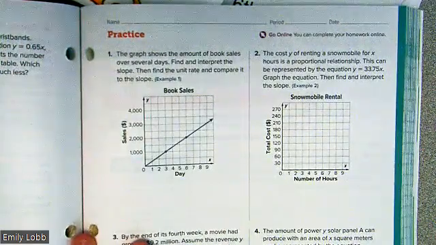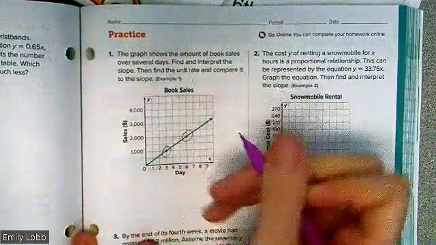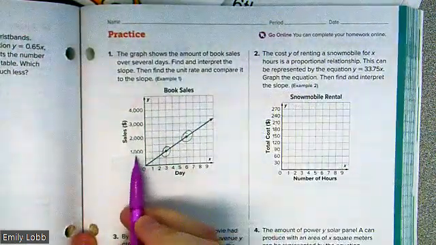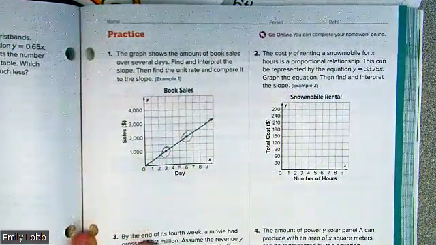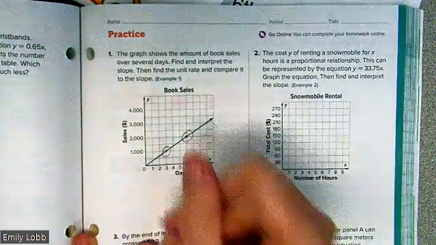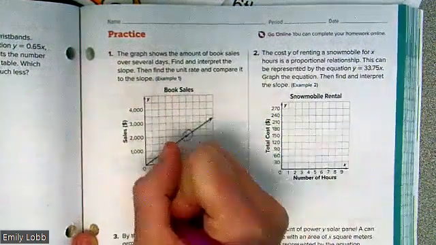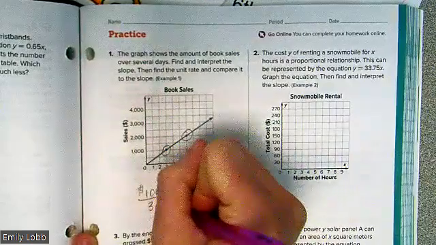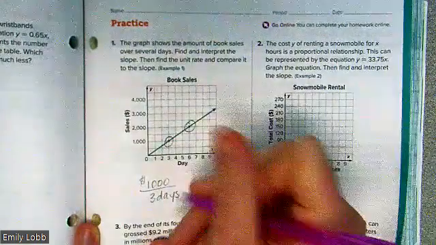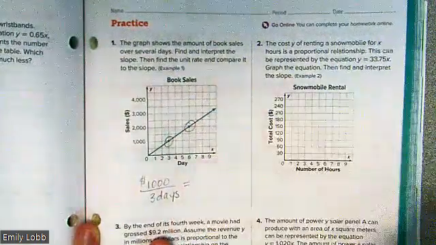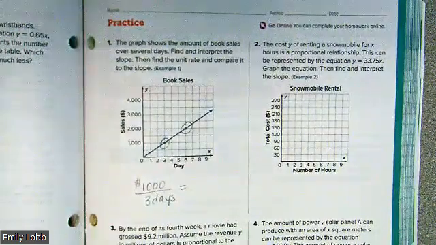Okay, so $1,000 over how many days? 3 days. So $1,000 per 3 days. So this is how I would find the unit rate, right? What's 1,000 divided by 3? You're gonna get something not nice repeating, right?